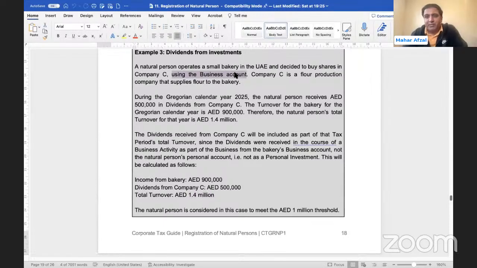Basically, the investment is not being made by the natural person. This investment is being made by the company. If this investment is made by the company, it will be considered company business income. So the company's investment income, the dividend income, is 500,000, and income from the bakery is 900,000. The company overall is getting 1.4 million, which is more than 1 million. That's why this natural person is subject to tax. If this investment had been made by the natural person in a personal capacity instead of from the company account, then it would have been a personal investment, and it would not be subject to corporate tax.